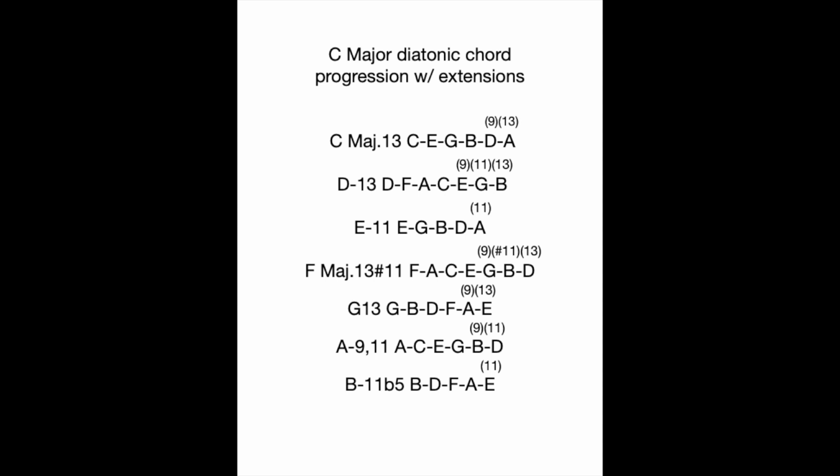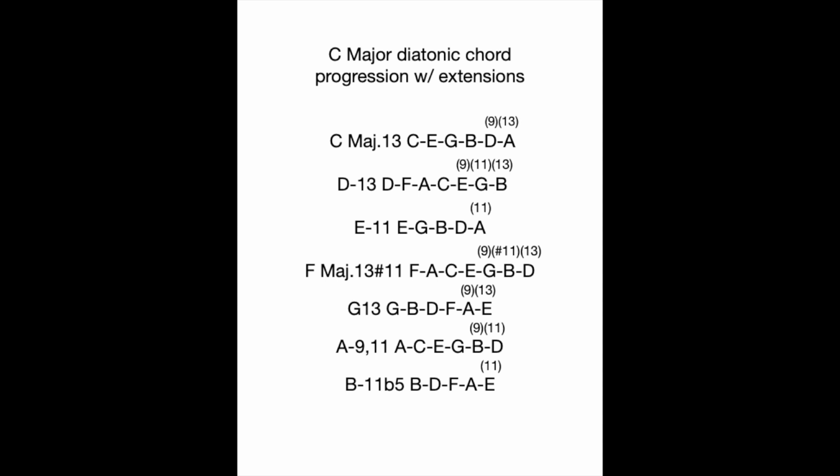The 4 chord would be F major 7 with extensions 9, sharp 11, and 13. This is written as F major 13 sharp 11 because altered chord tones and extensions are listed later. The 5 chord would be G7 with extensions 9 and 13. Again, we skip the 11th interval because it clashes with the third of the chord. This is simply written as G13.